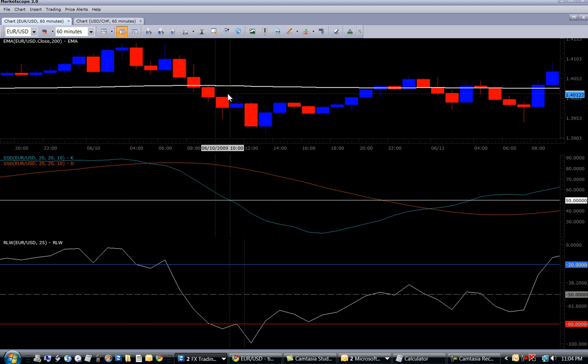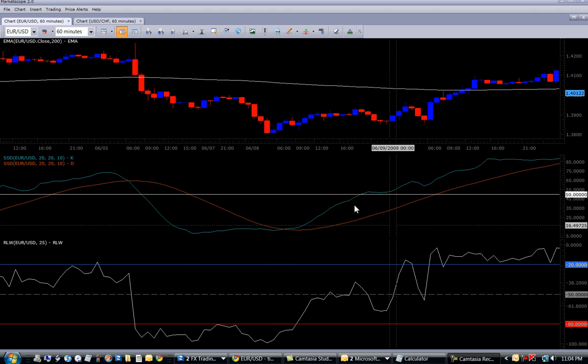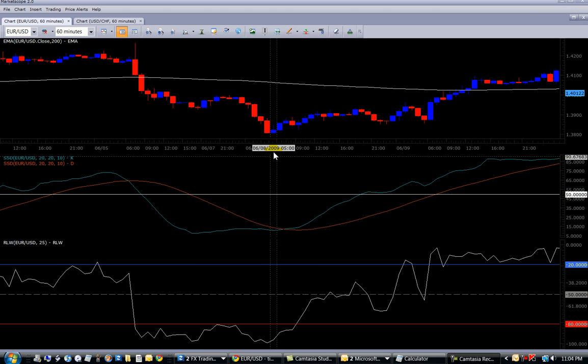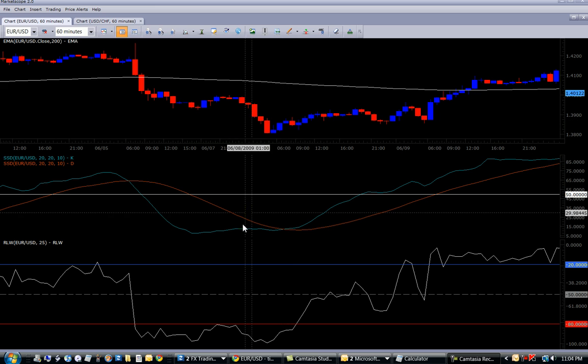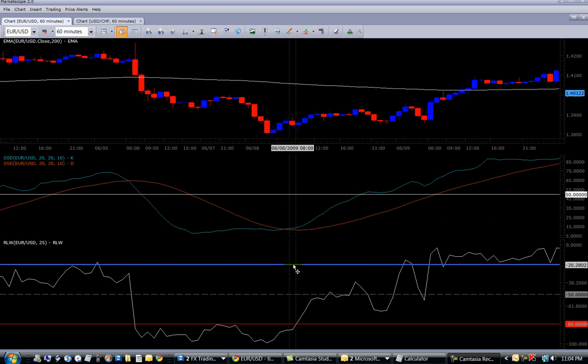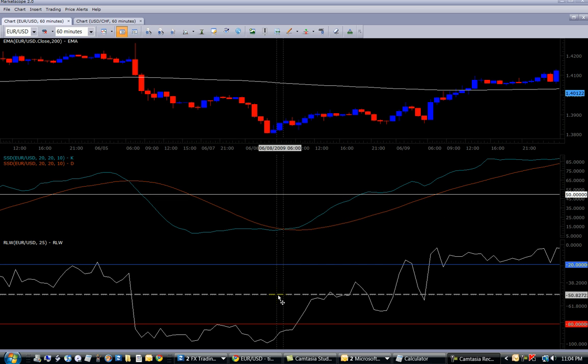Okay, so there's one. Okay, I'm back again. We're going to go over a long position here. So we got our signal right here about 7 a.m. saying, hey, K is going up through D, below 50, check. Percentage of R is below 50, check.